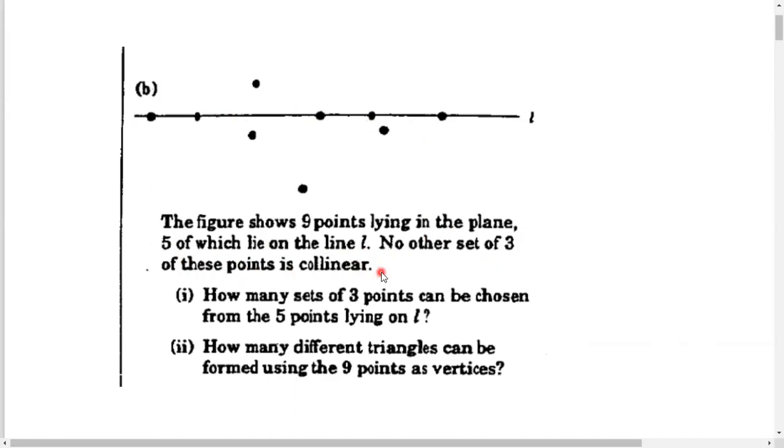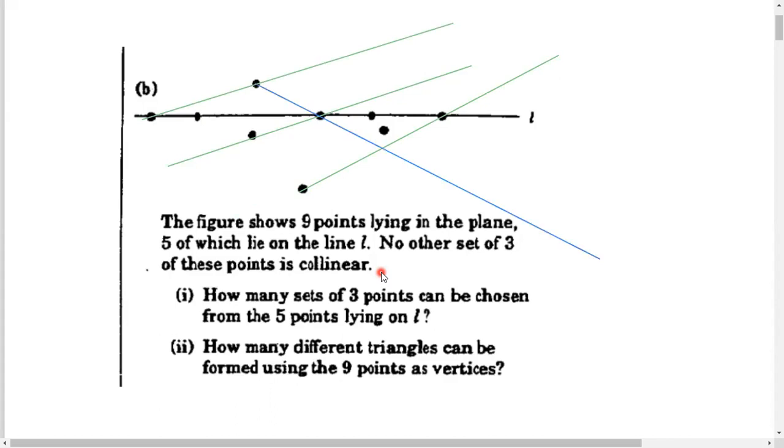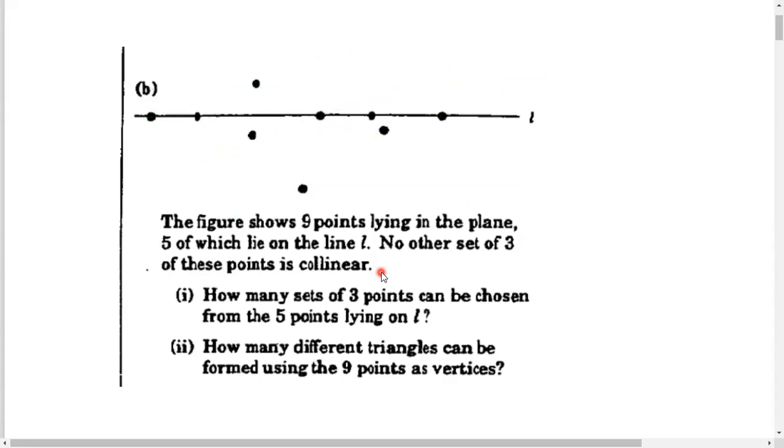So what they're basically saying is, we have 9 points, 5 of which are on line L, but any other 2 points, for example those 2, or these 2, they don't go through any other third point. Or I could try a few other things like this one. They never ever hit another point. And you might want to think about why that's important and why they're telling you that as we look at the questions.